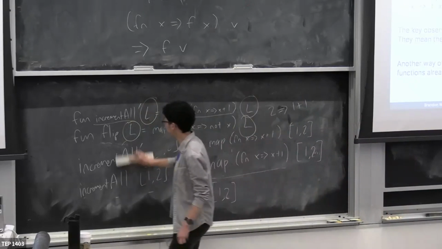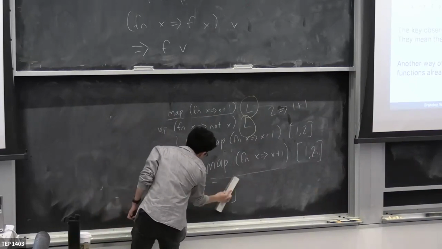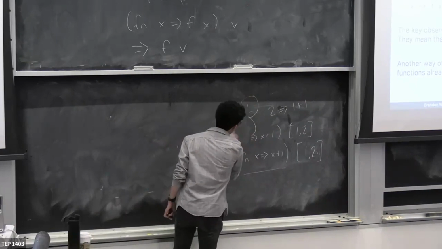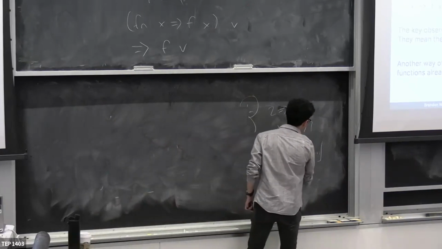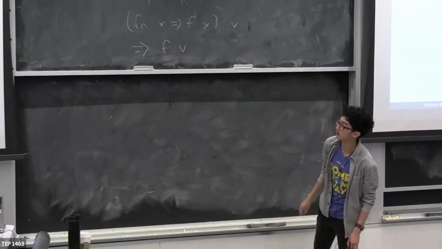But the idea here is just that map is a hierarchy of functions. Map defines every function that involves transforming the data in a list. Hey, there are so many more applications than just the two I showed you here, increment all and flip and whatever, okay? But that's one of the beautiful things about higher order functions.